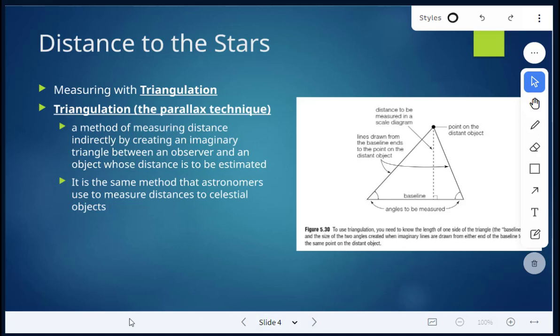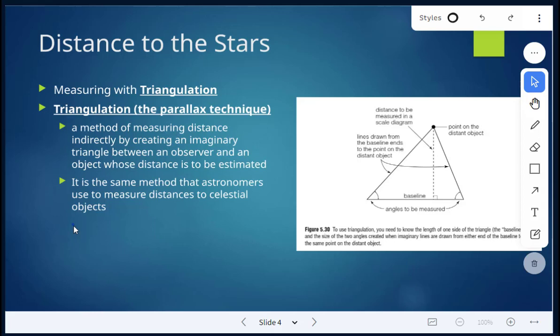Another process that is used here is a way to measure with triangulation the distance to the stars, for example. So this method, triangulation, the parallax technique, is a method of measuring distance indirectly by creating an imaginary triangle between an observer and an object whose distance is to be estimated. The same method is used by astronomers to measure distances to celestial objects, so using triangles.